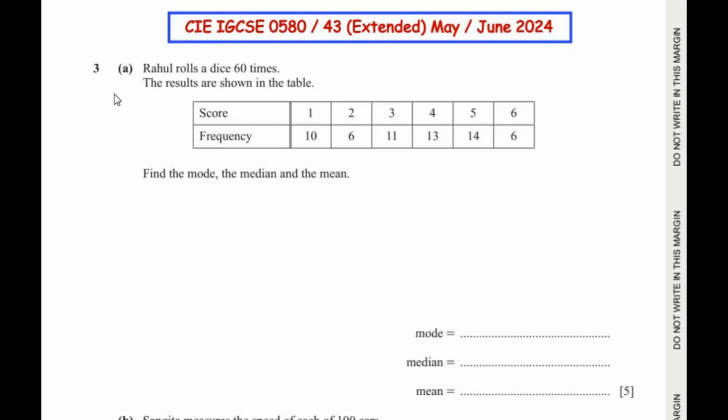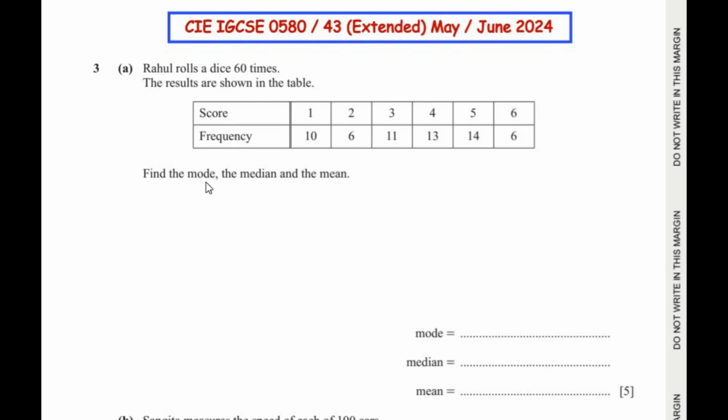In this video we are going to solve the third question from CIE IGCSE 058043 extended paper from May-June 2024. Now this question is from statistics topic. Rahul rolls a dice 60 times. The results are shown in the table. Find the mode, the median and the mean.